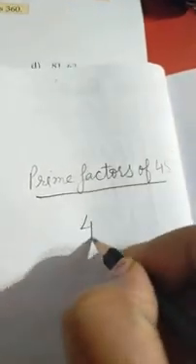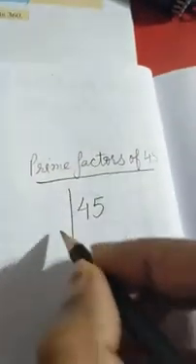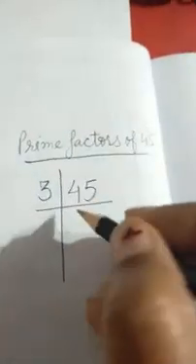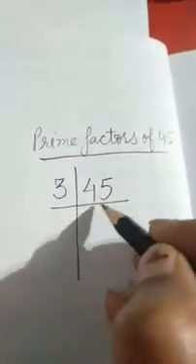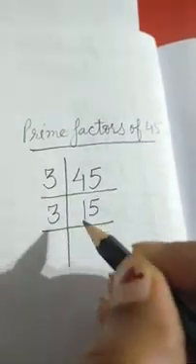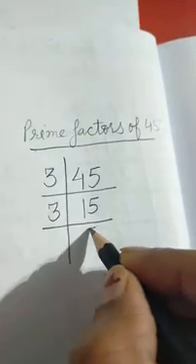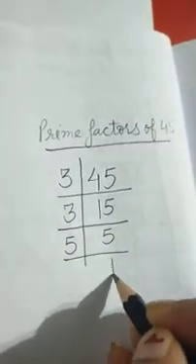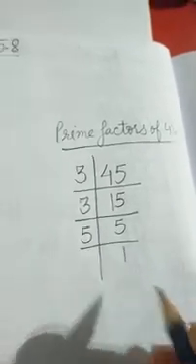After that we will make the factors of 45. 45 is divisible by 3, it is not divisible by 2, as you can recall the rules of divisibility. Here we will get 15. Now 15 is divisible by 3. Here we will get 5. 5 is a prime number, so it will be divisible by itself only. So here we got 1.